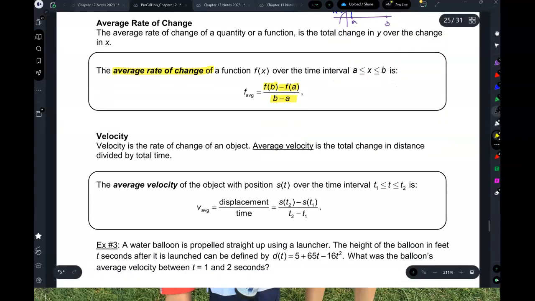So let's talk about velocity, because many things change, but when we talk about distance and velocity, it's always more applicable.